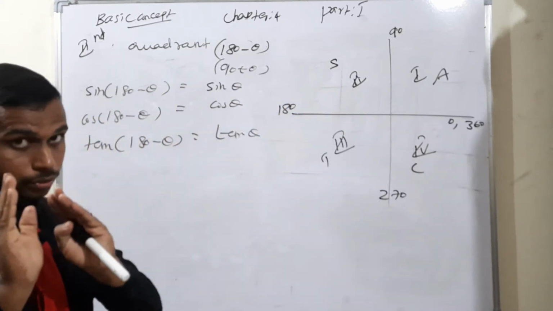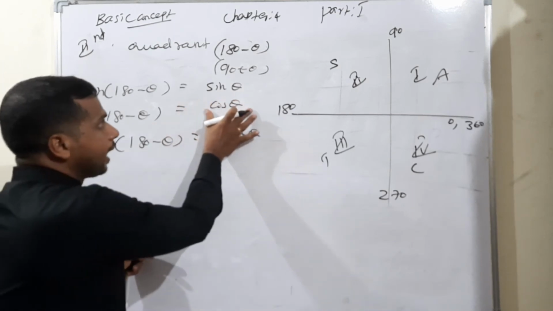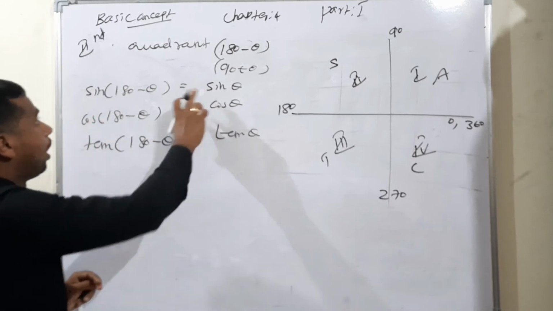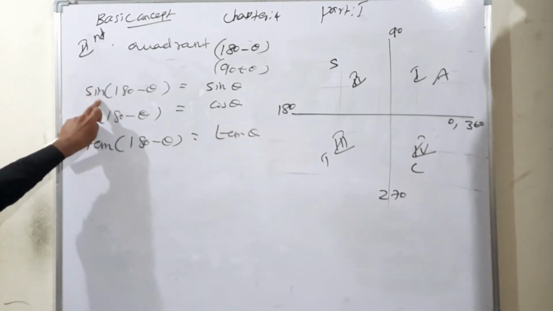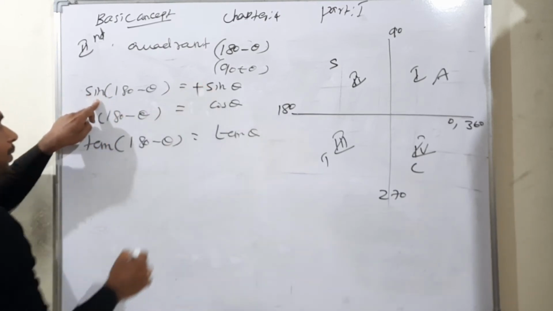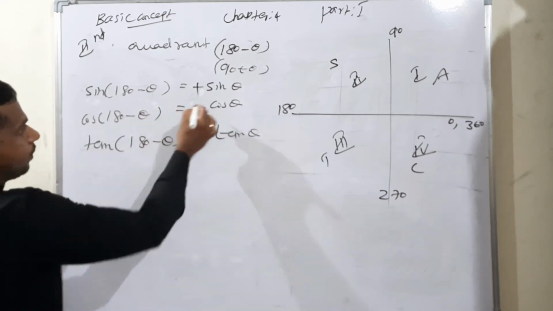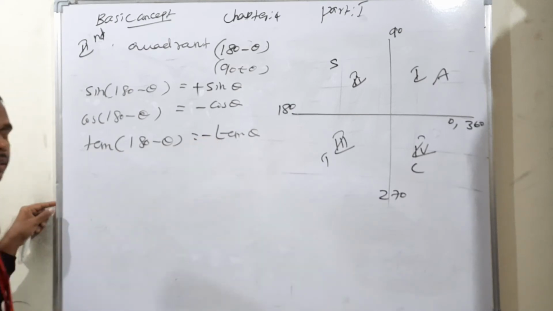You have to look at this very important point, because some of the students, after writing the answer, think only sin is there so only positive. It's not like that. You have to check where the sin value is. Sin 180 minus theta, so this first value only is positive. Second one, cos 180 minus theta, definitely minus cos theta. Then tan 180 minus theta is also minus tan theta.